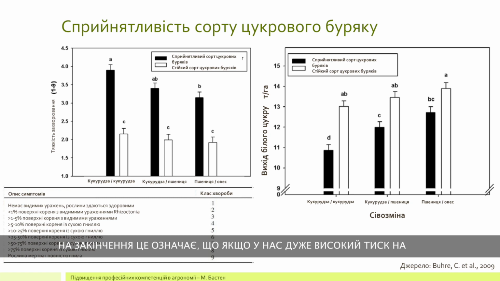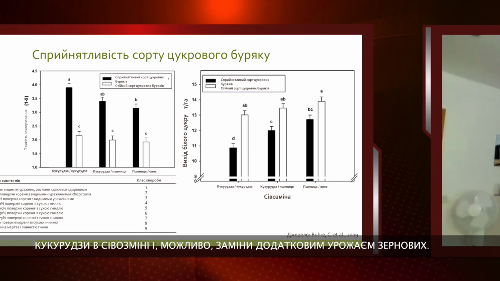In conclusion, this means if we have a very high pressure for root rot, it's recommended to use a root rot resistant variety. And as an additional measure, if possible at all, reduce the number of maize crops in the rotation, and maybe substitute with an additional cereal crop.